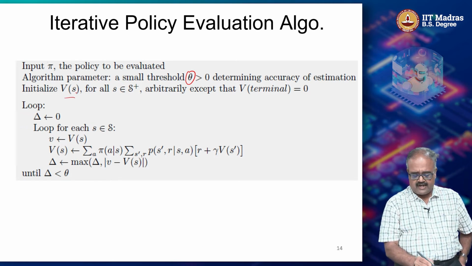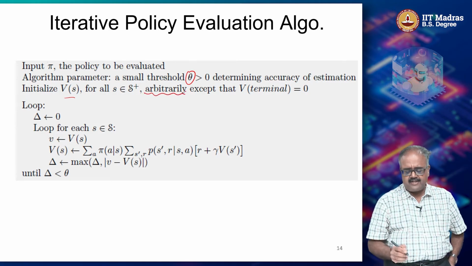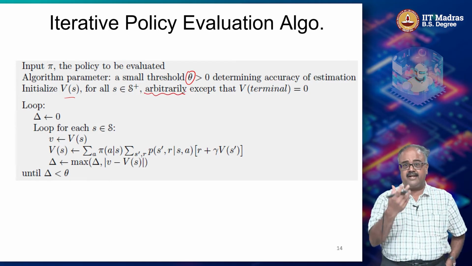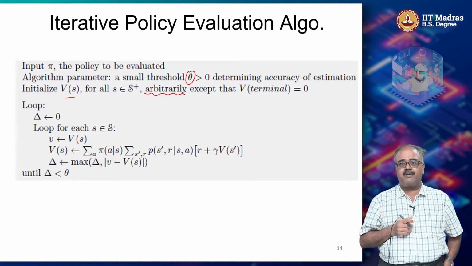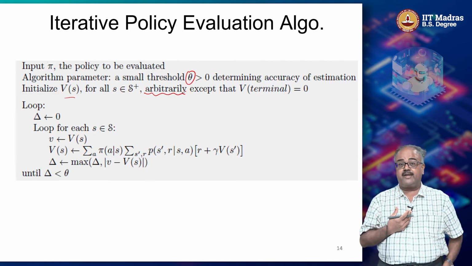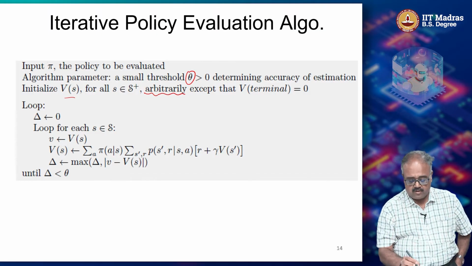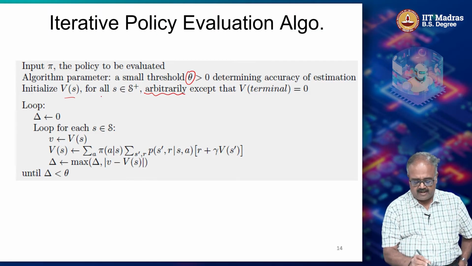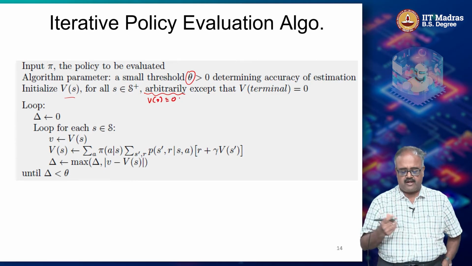And then we initialize. Technically you can initialize it to anything. Initializing to 0 is just to tell you how the dynamic programming part works. But algorithmically, you can actually initialize it to anything. It is still guaranteed to converge to the right answer. So you could initialize it arbitrarily, or you could initialize V of S to 0 for all S.